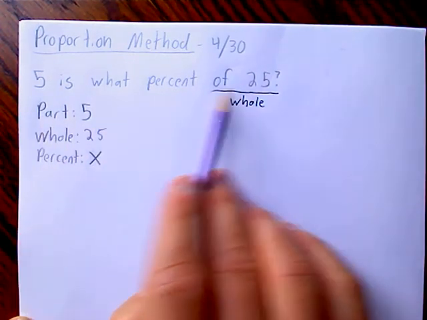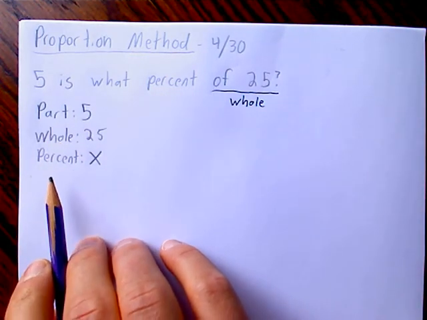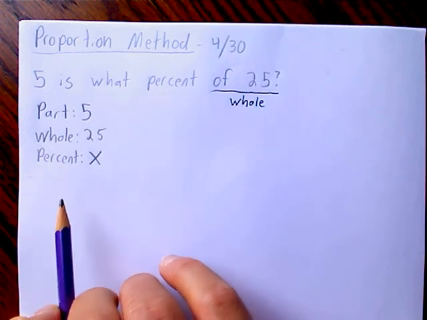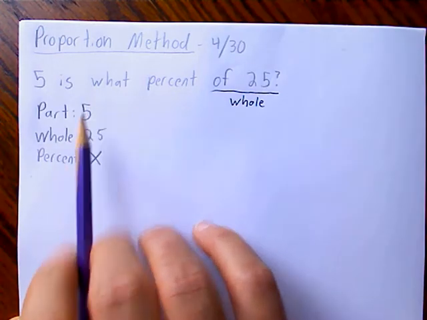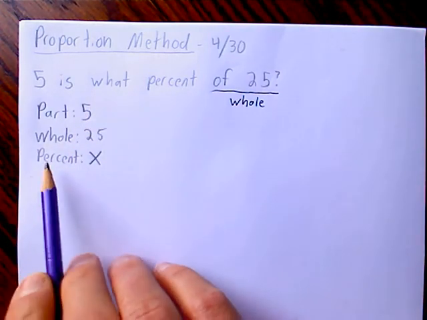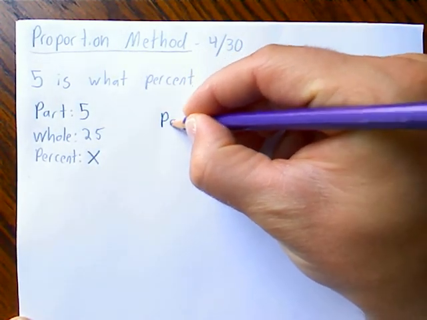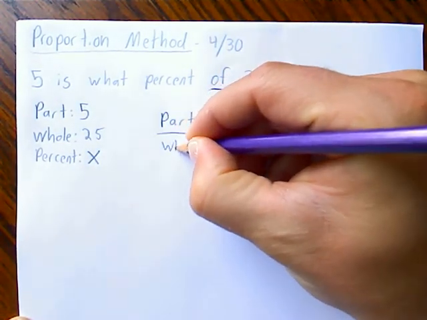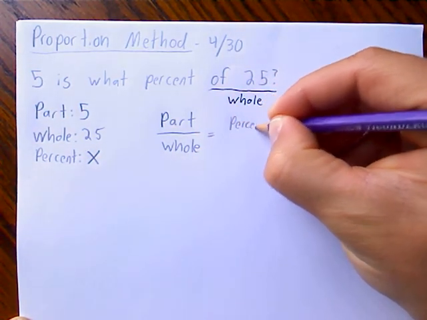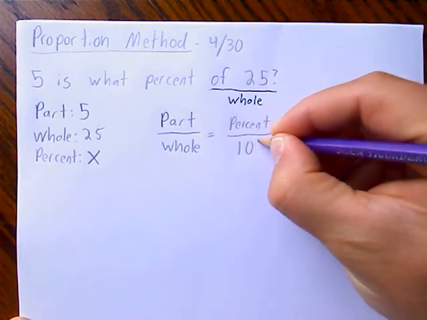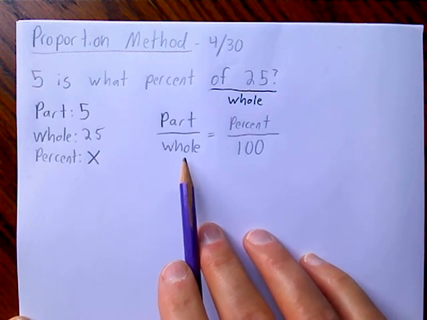Okay, so this could be the most difficult part of these problems, is figuring out what the part, what the whole, what the percent is. And you can do that by process of elimination, by filling in what you know for sure, and then thinking about, what else could I plug in there? After you've identified the 3 components, we're going to use our key, part over whole equals percent over 100. Remember, we're going to use this over and over again. This is our standard procedure. This is our key.